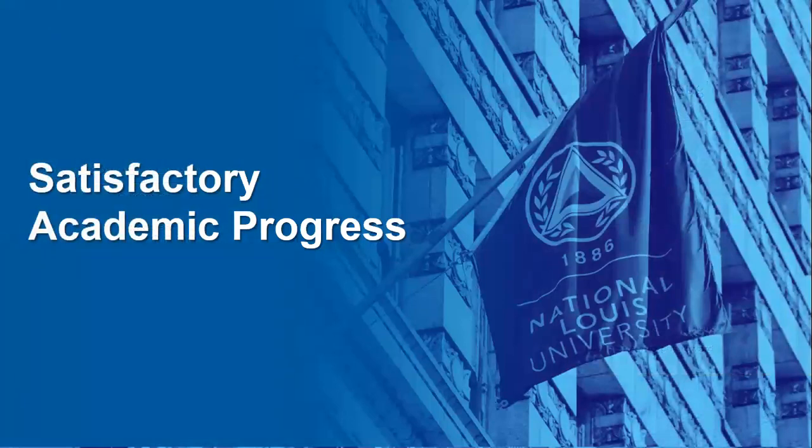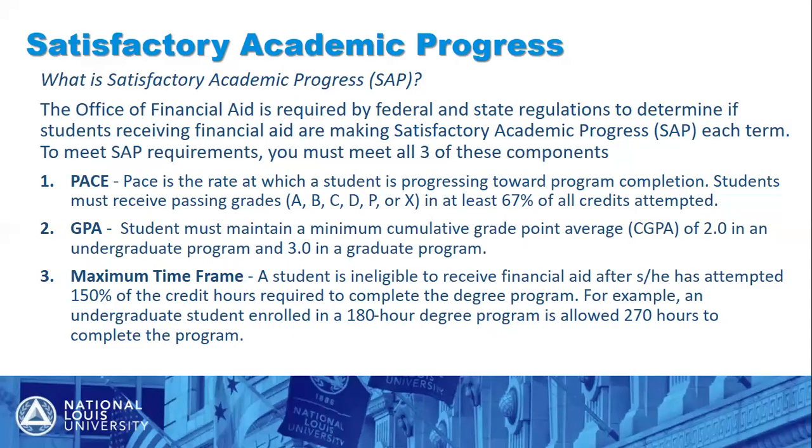Satisfactory academic progress. So what is that? We're going to review that today. And just to make sure that all students are aware that the Office of Financial Aid is required by federal and state regulations to determine if students receiving financial aid are making satisfactory academic progress, or what we call SAP, each term. To meet SAP requirements, you must meet all three of the components.